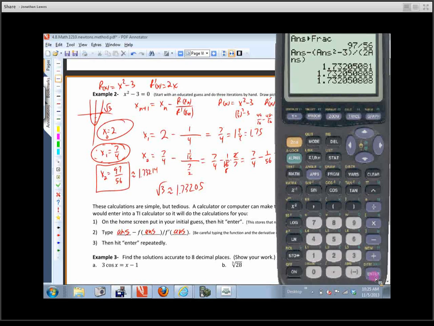Now, this was the third one. This is the fourth one, right? And it's not going to change again. Why is it not going to change again? Because it's right there. It's right on it.